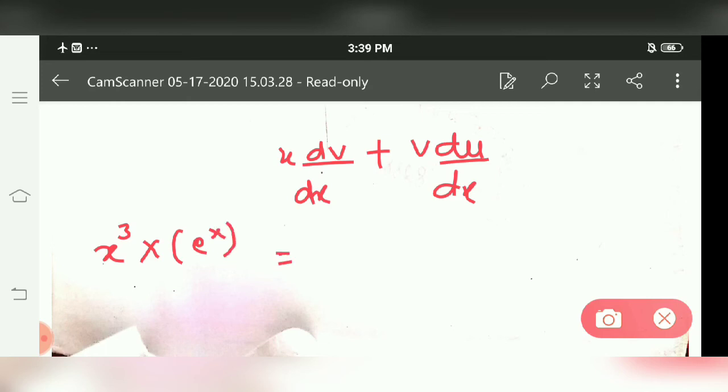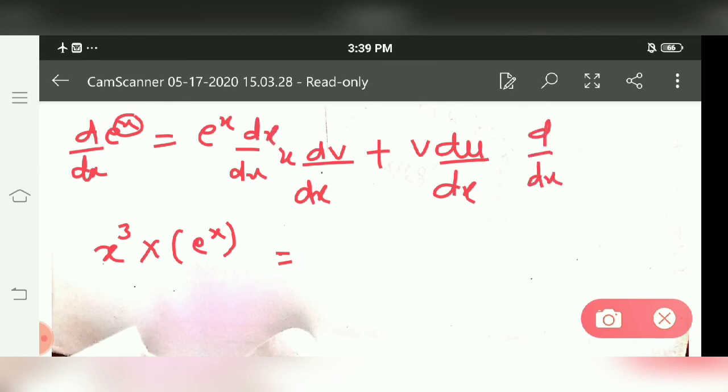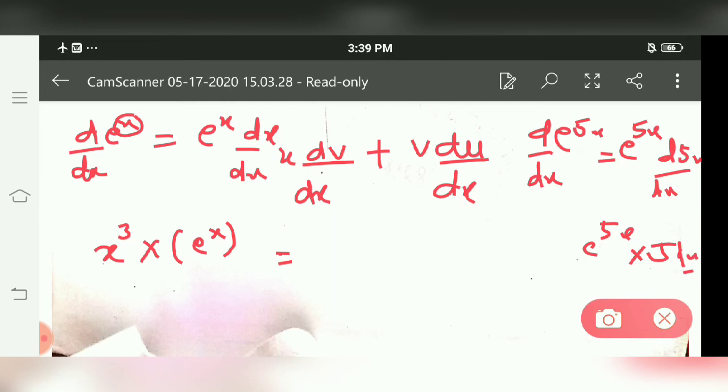Now, let me tell you one thing, the derivative of e raised to power x. If I take the derivative of e raised to power x as such, with inside derivation, here we take the derivative of the power. Power is x, so dx. Suppose I have the derivative of e raised to power 5x, then it's e raised to power 5x into the derivative of 5x, which is 5 again. So e raised to power 5x into 5, and dx by dx get cancelled with each other. So we get 5 e raised to power 5x.